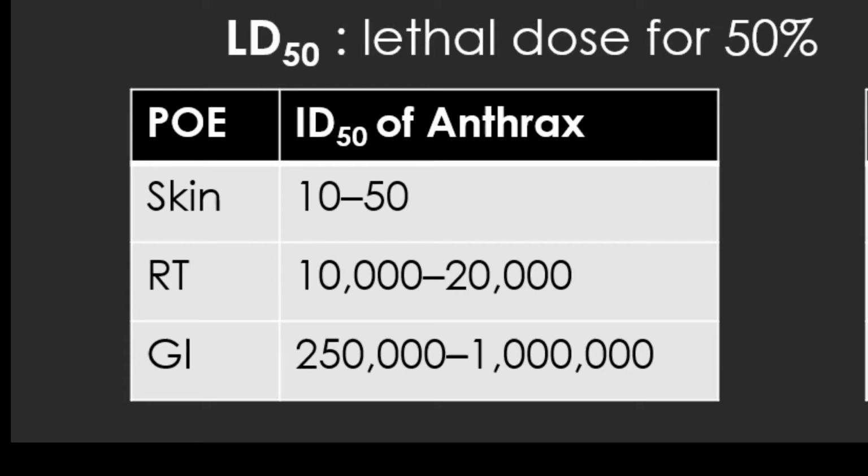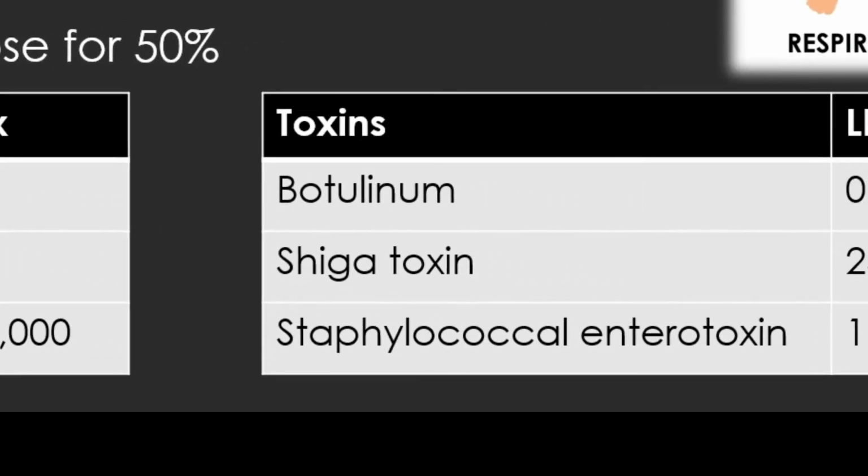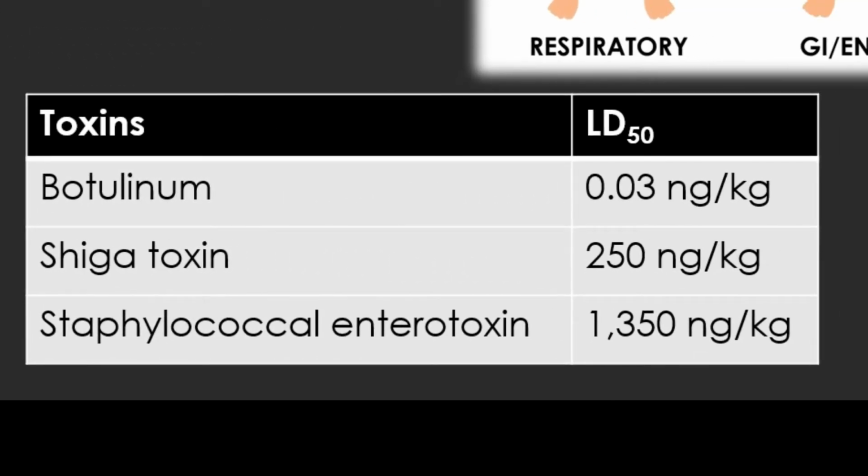However, skin infection with anthrax is not nearly as lethal as inhalation anthrax. Now, moving over to the LD50, we're looking here at 3 different kinds of toxins, which we're going to talk about in a few minutes. One comes from certain strains of Clostridium botulinum, and it is called the botulinum toxin, and it has an LD50 of 0.03 nanograms per kilogram of body weight.